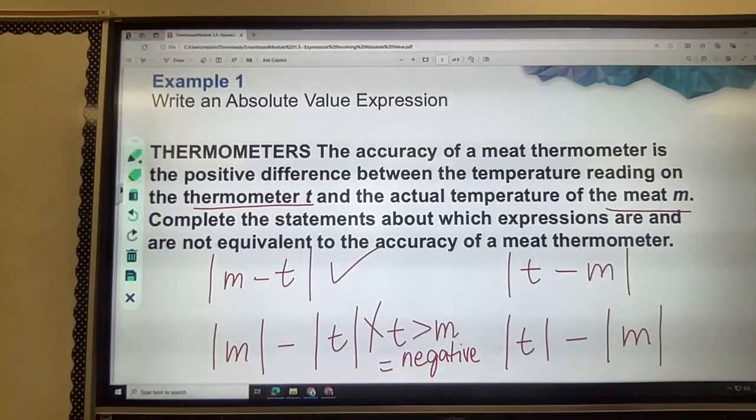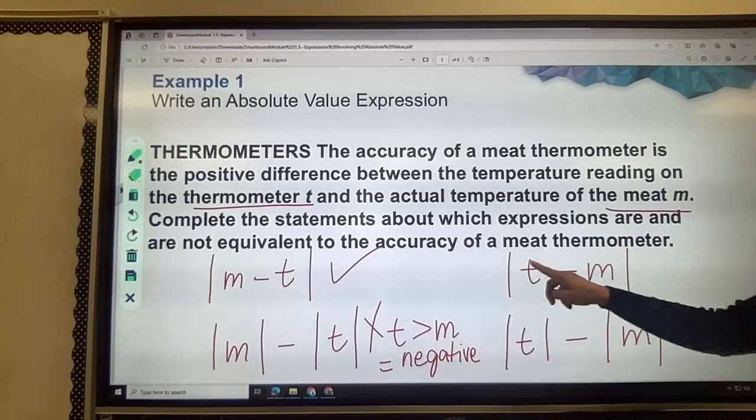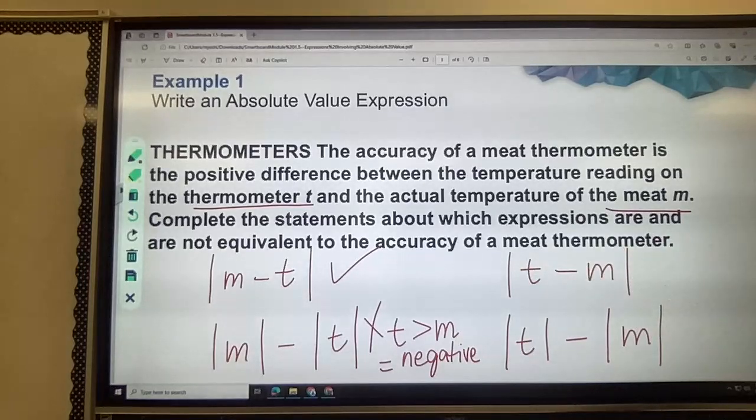Okay, let's look at the next one. The expression absolute value of T minus M. This is equivalent to the accuracy of a meat thermometer because it represents the difference between the measurements, and it is always non-negative because it is the absolute value of the difference. So this is also going to be correct.